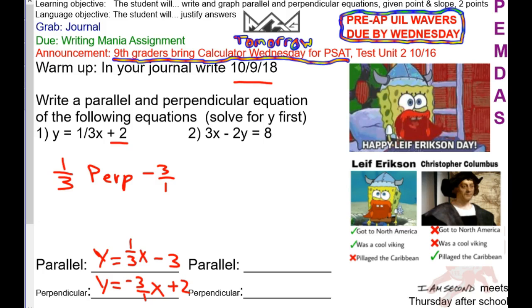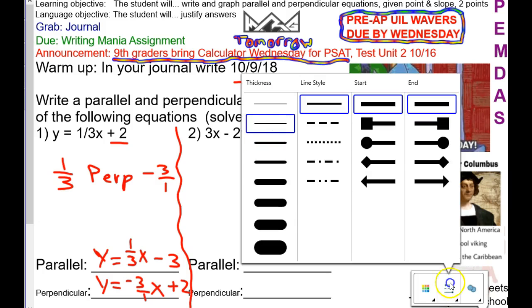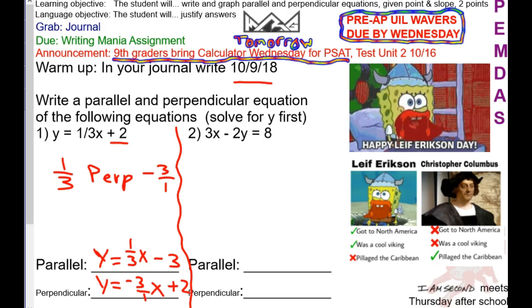Now on number 2, what do you notice about number 2? Yeah, what form is it in right now? Do you remember what this is called? We're just asking what's the form for number 2. So this is called standard form. Okay? And we're trying to get into what form? Slope-intercept form. Yes. Okay? So, how do we do that? What do we do first? Okay, good. The x has to move first.